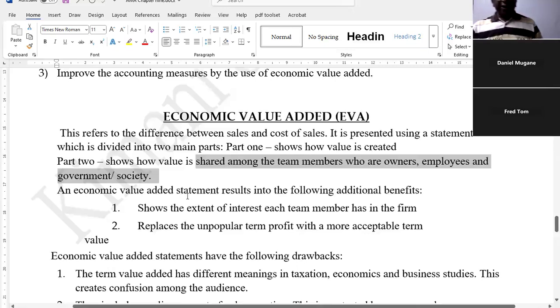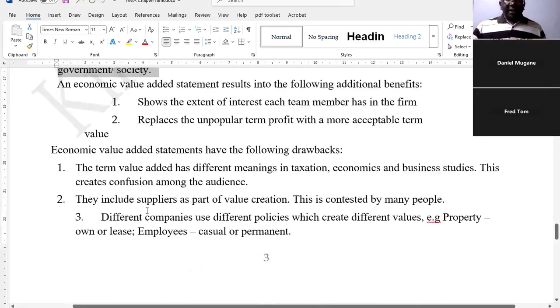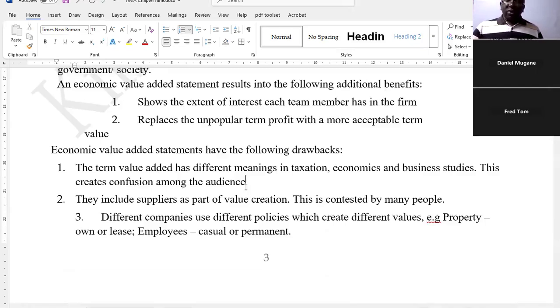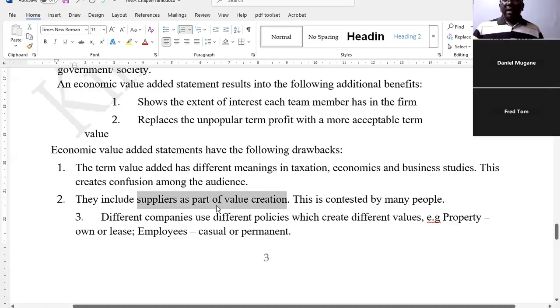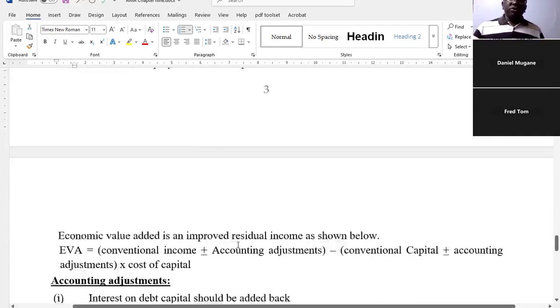Then thereafter, we have the expenses. Now we have the items that are adjusted, or rather economic value added statements. They have the following drawbacks. One, the term value has different meanings in taxation, in economics, in business studies. So when you give them to different persons, they get the meaning in different ways. It also includes suppliers as part of value creators, and suppliers are not part of value creation. Many people disagree. The other thing is that different companies can use different policies when it comes to property. Some will be owning, others will be leasing. When it comes to employment, we have casual and permanent and so on.